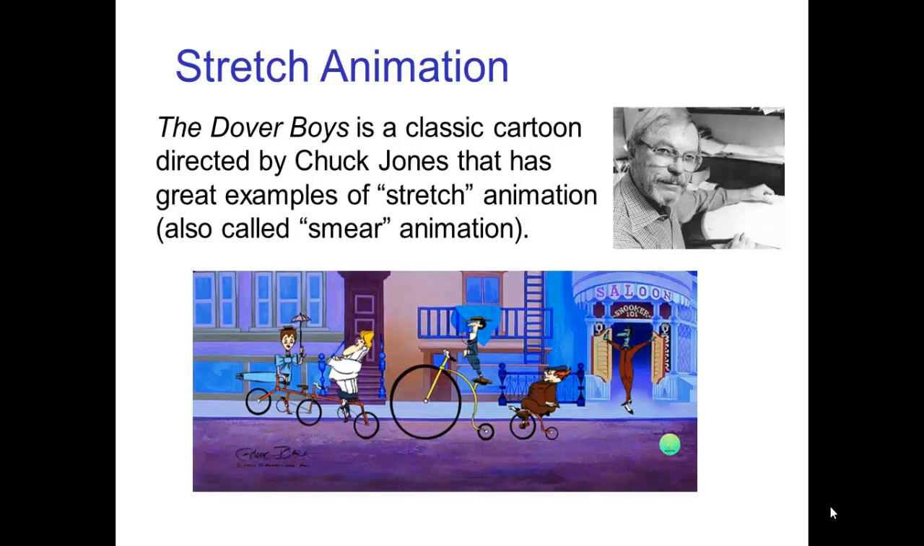The Dover Boys is a classic cartoon directed by Chuck Jones that has great examples of stretch animation, also called smear animation.